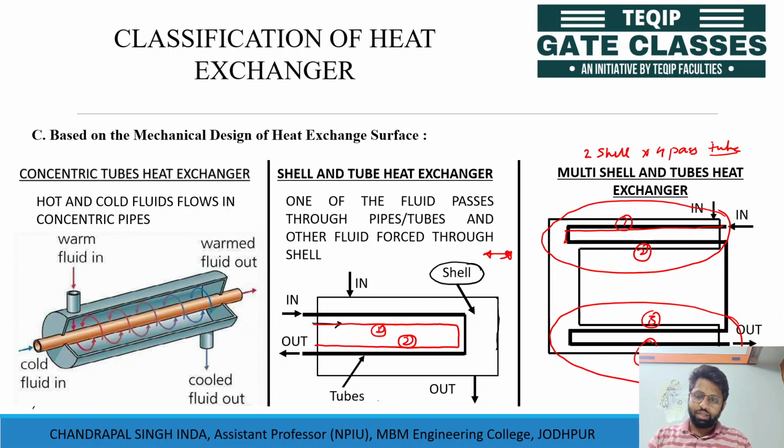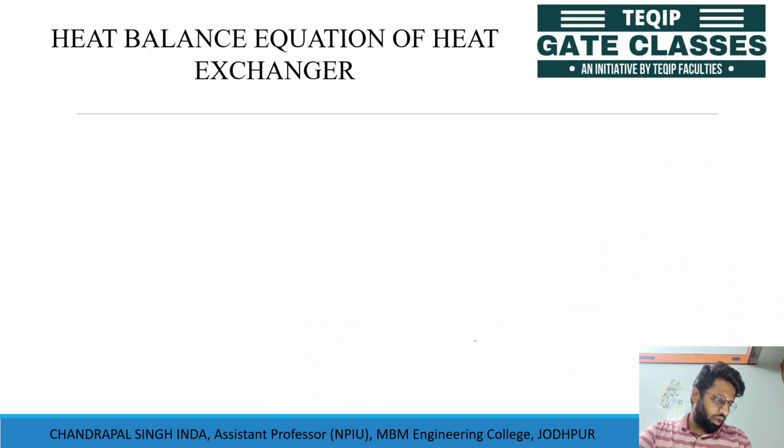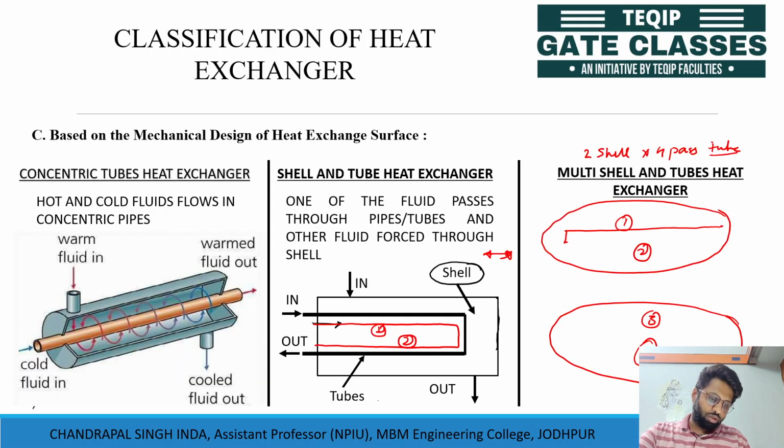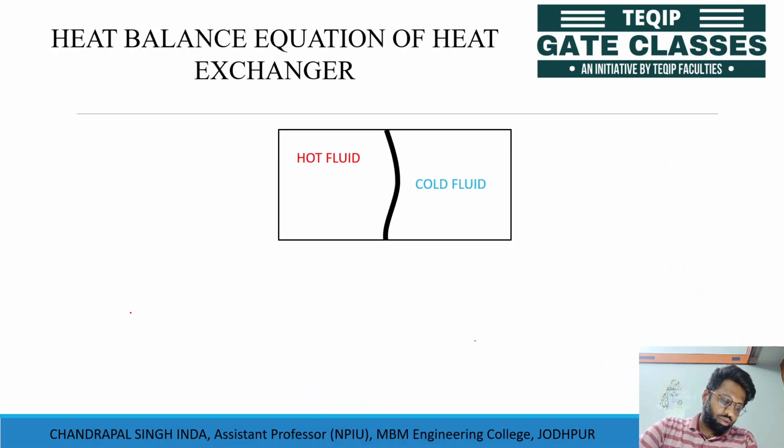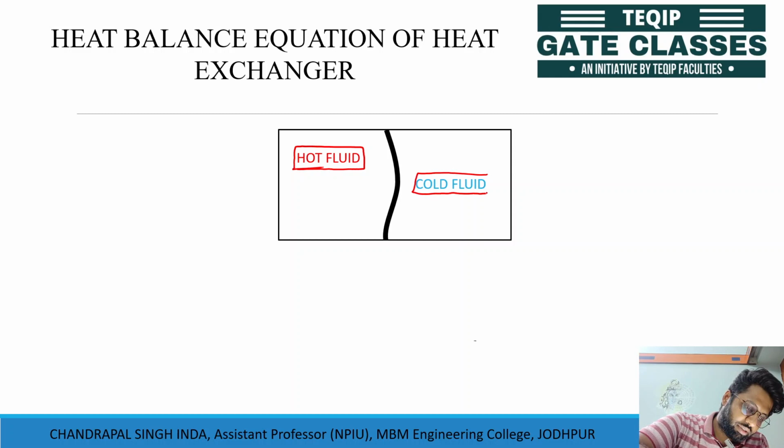So let's have the heat balance equation for the heat exchanger. To understand this, we take a small elementary area from this, and this can be shown like this. So in the first part, the hot fluid is flowing, and in the second there is a cold fluid, which is separated by the wall.